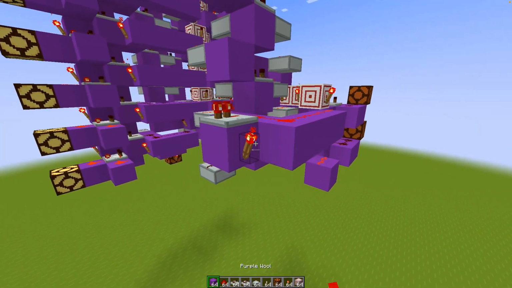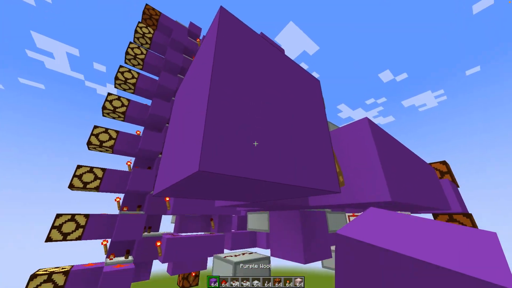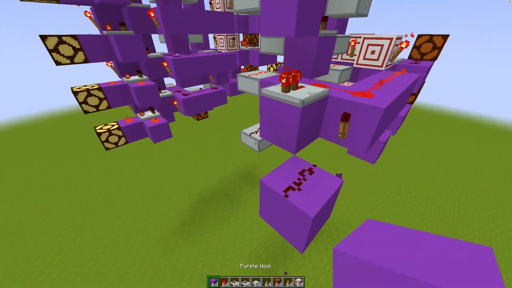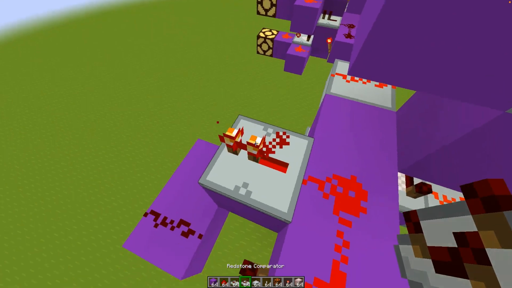It's kind of annoying to have to say all these logic gate names every single time. It may not make sense, but don't worry about it.